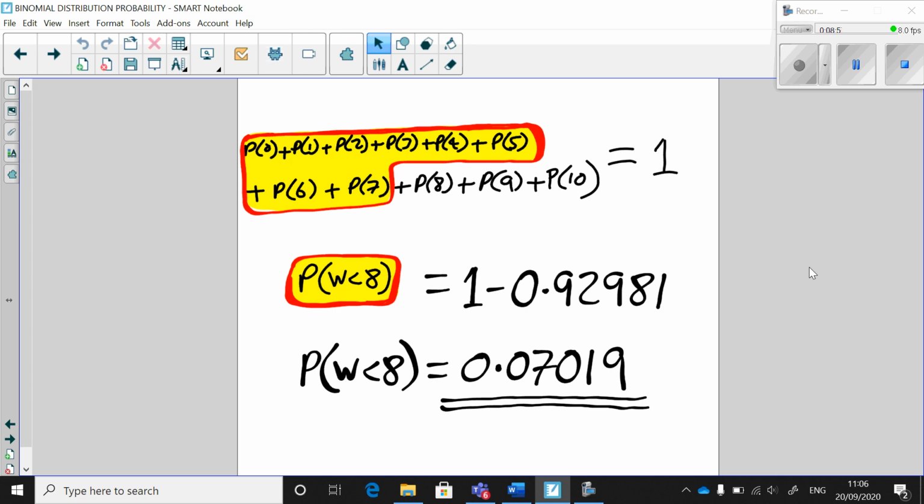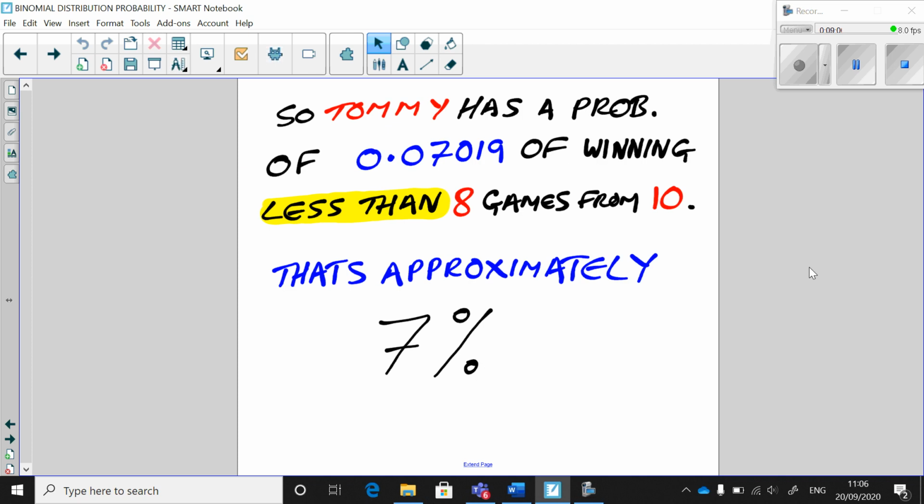Right. So what does that mean? So that means Tommy's probability is 0.07019 of winning less than 8 games from 10. So that's approximately 7%. And it's such a low probability because Tommy is so good. Right. I think I'm going to leave that there.